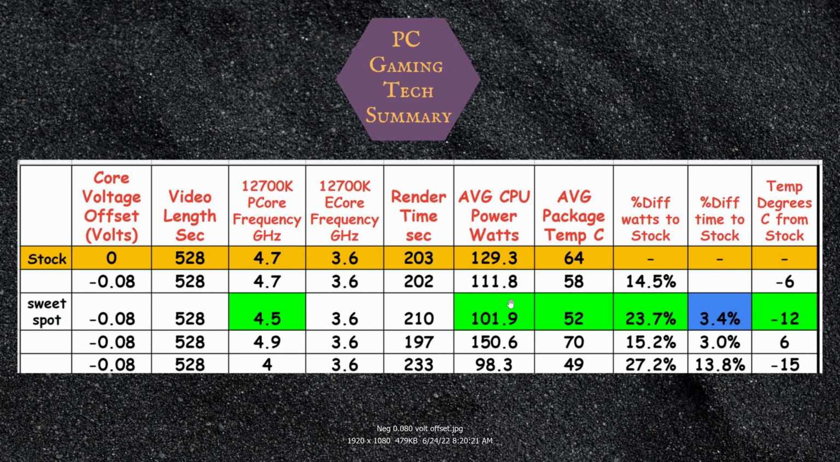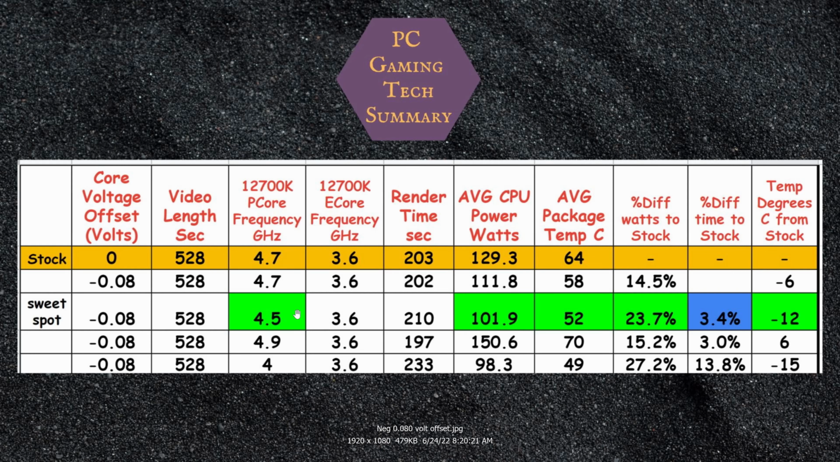the power dropped another 10%. Oh, look at that. Just by dropping it 200 megahertz, 0.2 gigahertz. And so the total savings in power was 23.7%. Now, that's not the entire power usage of your entire PC. It's just the CPU. And we only had a 3.4% reduction in rendering time. So we lost, say, 7 or 8 seconds by dropping the frequency just a touch.